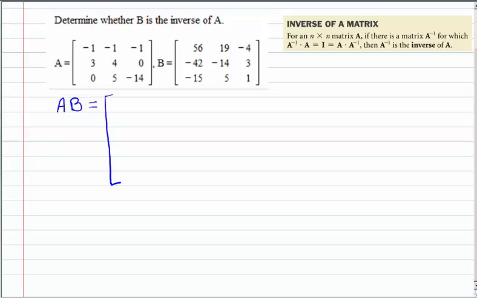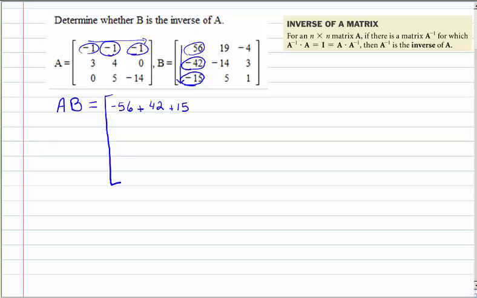So when I multiply to get the first element in the first row or column up here, I'm going to multiply the elements across this matrix with the column down this matrix. And I'm going to do 3 separate multiplications and add them together to get that one element. So negative 1 times 56, the first here times the first here, that's negative 56. Then I'm going to go across and take this negative 1 and go down this column. Negative 1 times 42 would be a positive 42. And then negative 1 times negative 15 would be a positive 15.